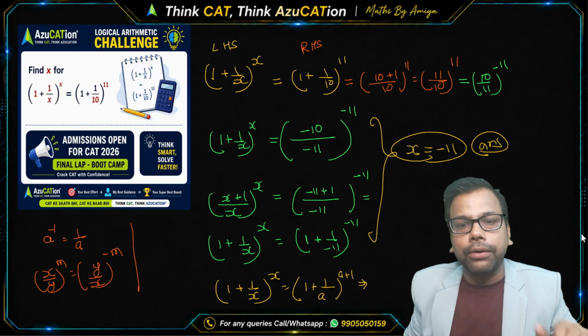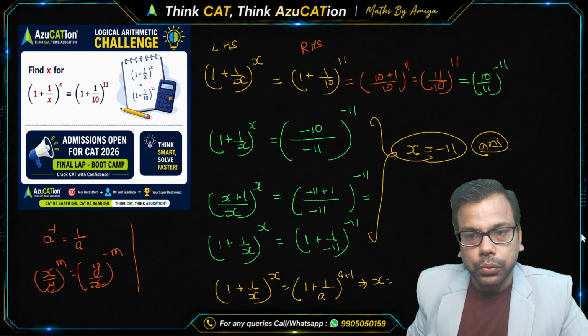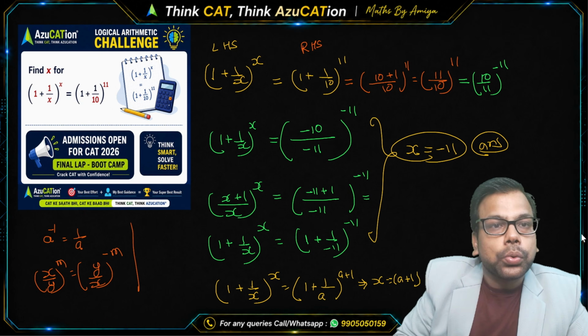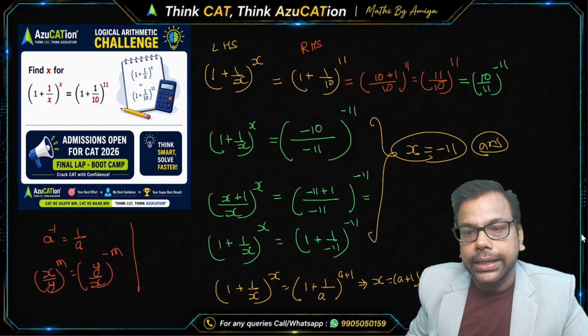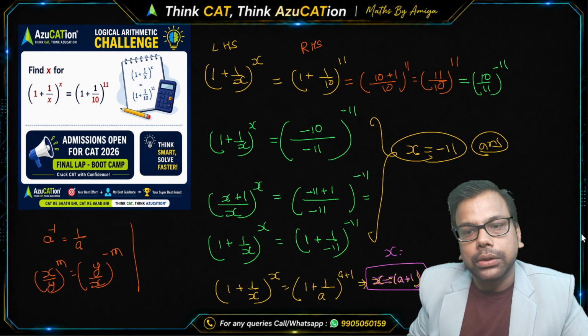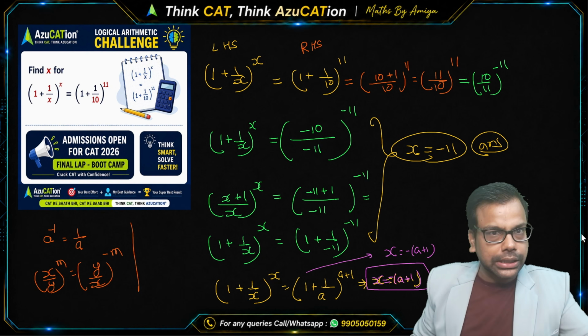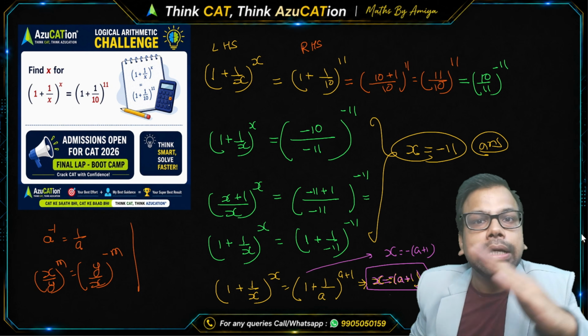So the outcome of x is equal to a plus 1, but in the case of minus, this is our outcome: minus a plus 1 is actually equal to x. Note it down. x is equal to minus a plus 1 if we have this condition. An important outcome of this question. Please make a note of this one.